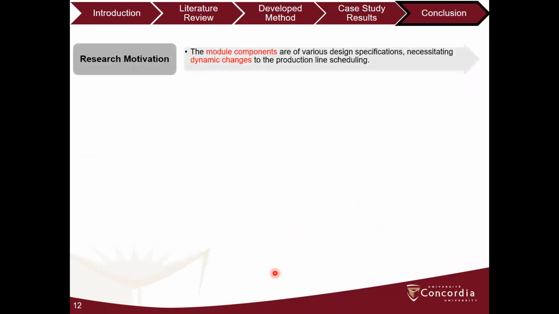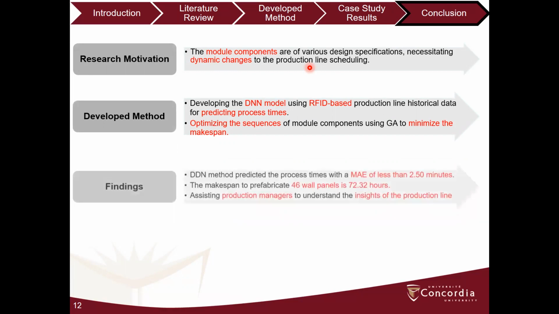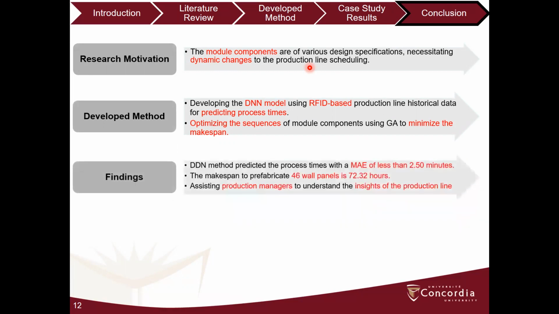To conclude, in modular construction manufacturing, due to various design specifications, the production line requires dynamic changes to its production schedule. Therefore, we developed a method that utilizes DNN and GA techniques to solve the modular construction manufacturing scheduling problem. This developed method can assist production managers to efficiently forecast process times and develop production line schedules.